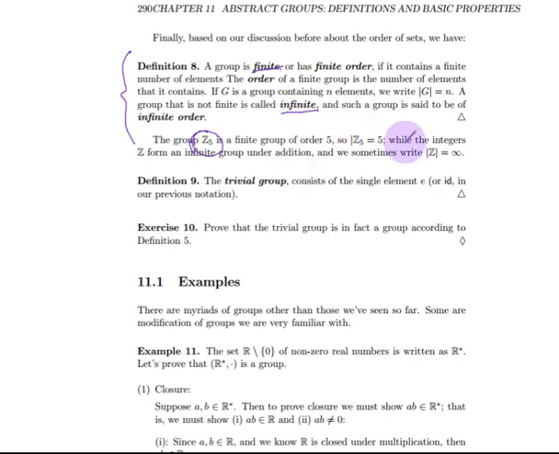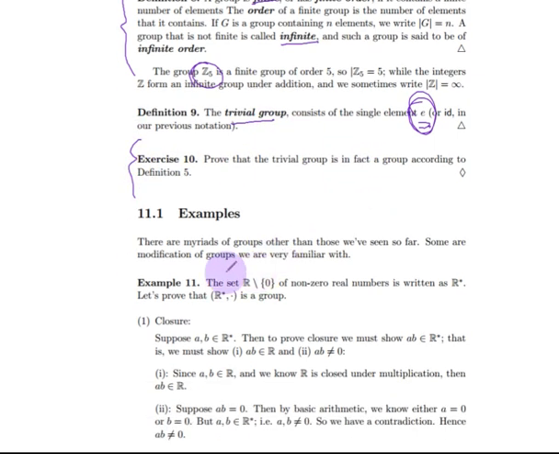Now, every group must have an identity, and in fact, the identity itself does form a group. So we call this the trivial group. And here's your exercise: to prove that the trivial group is in fact a group. Okay.